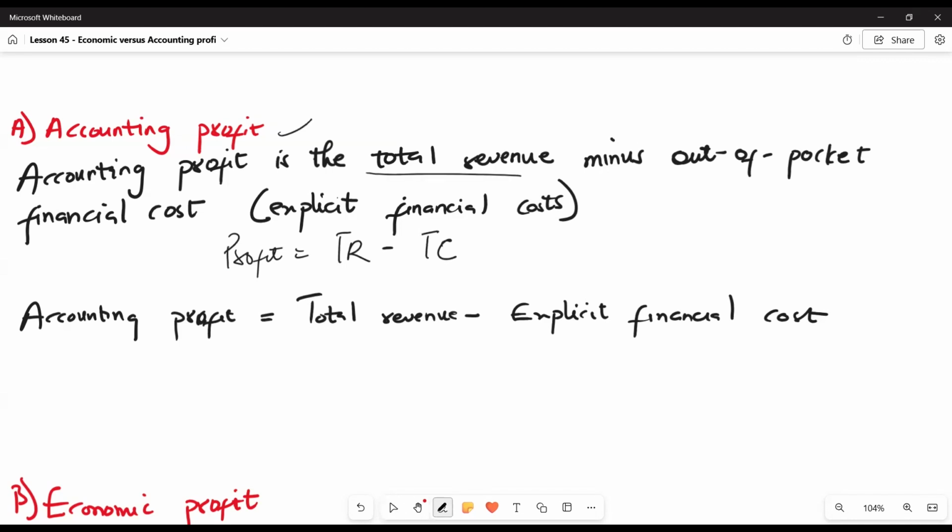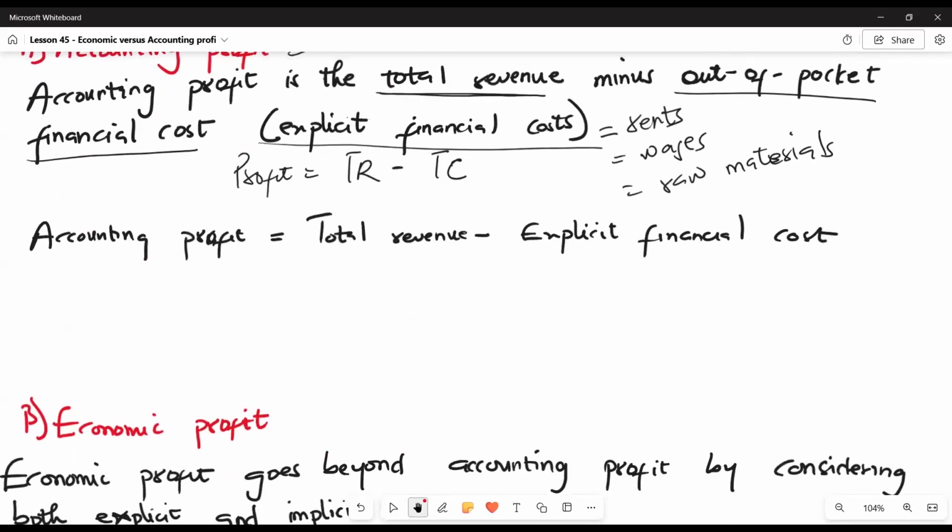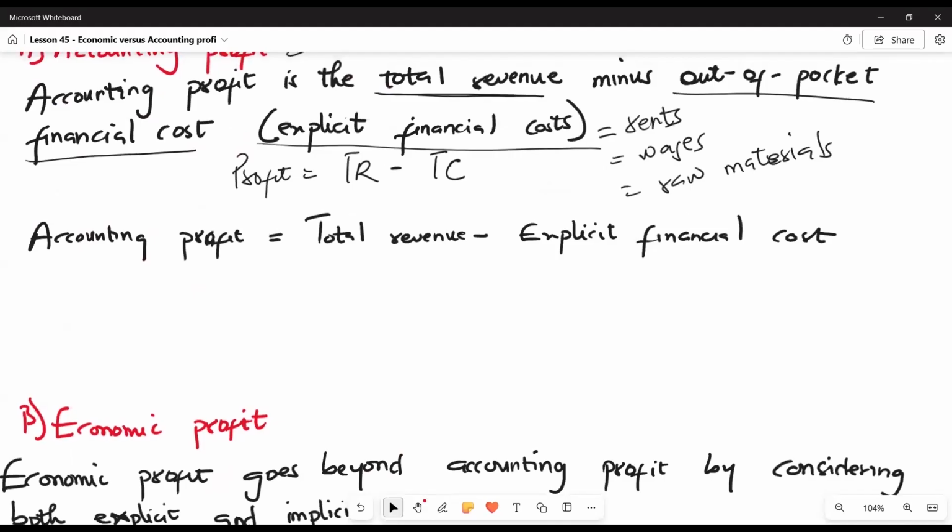Accounting profit is the total revenue minus the out-of-pocket financial cost, which we call the explicit financial cost. So explicit financial costs include rent, wages, the cost of raw materials and other physical costs that the firm incurs. Accounting profit can be simply stated as total revenue minus explicit financial cost.